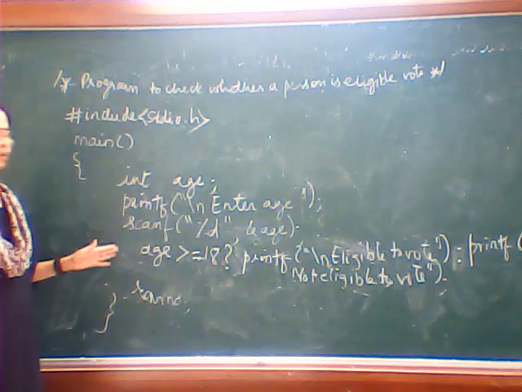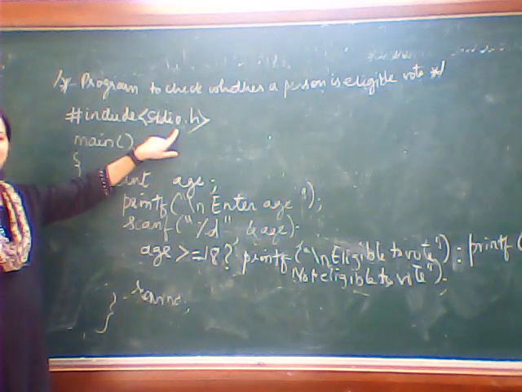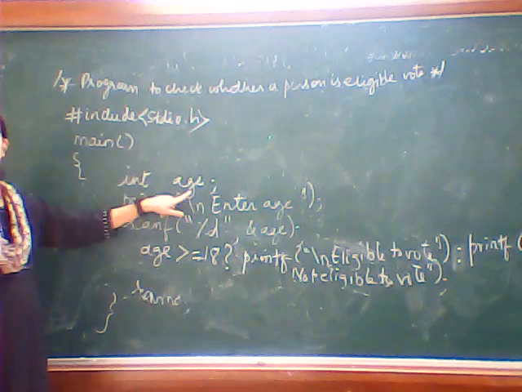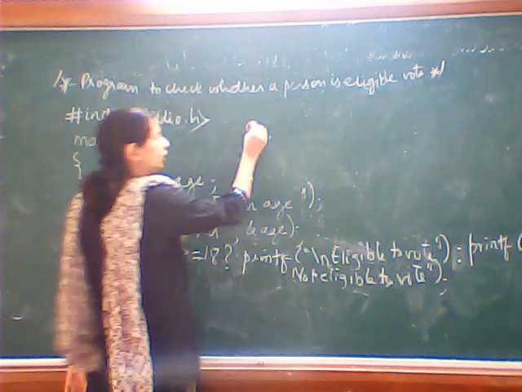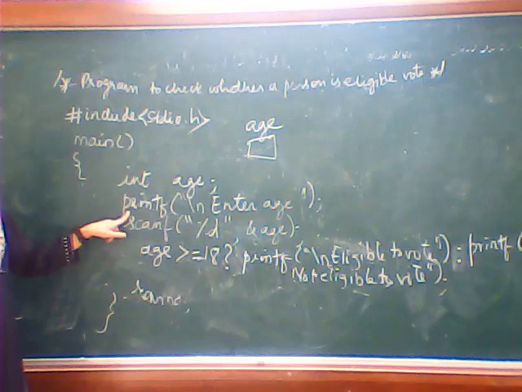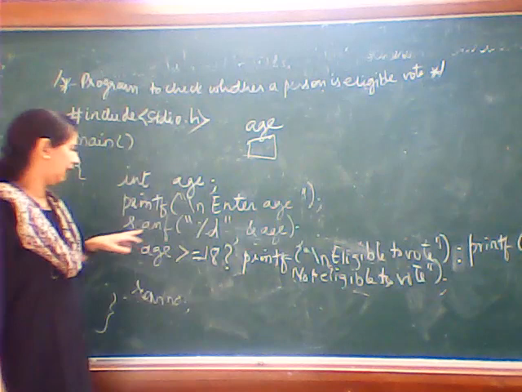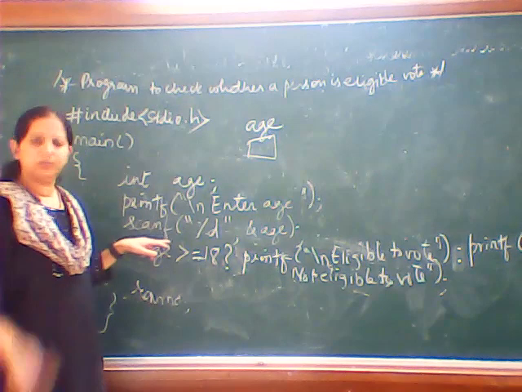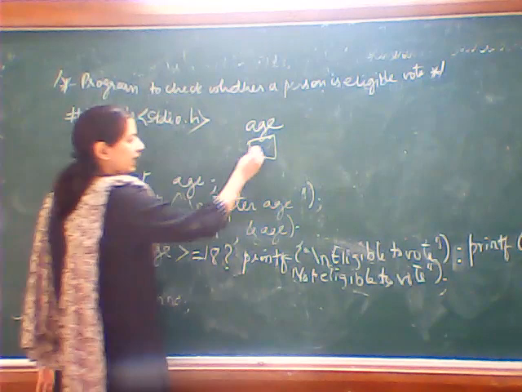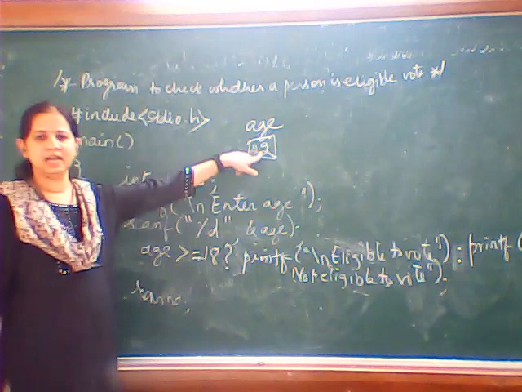Now how will your program work? On top we have written the hash include statement. We have linked the header file stdio.h to our main program. In the main, this is the beginning of your program, we have declared a variable called age. So inside the computer's memory, one variable will get created, which is age. Then on the screen you display a message, printf enter age, and you read the input using scanf and store it in the variable called age. Suppose I input the age of the person as 22. So the value that will get stored in age is 22.